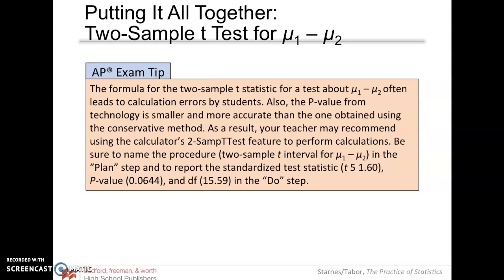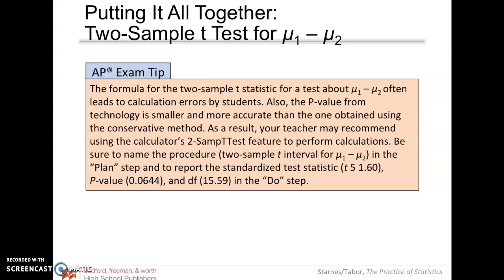We're back for the second part of this lesson, and it starts out with an AP exam tip. The formula for the two-sample test statistic for a test about mu1 minus mu2 often leads to calculation errors by students. Also, the p-value from technology is smaller and more accurate than the one obtained using the conservative method. This is the difference between us running the test in Stat.Test and that T-test versus using the values in our table.